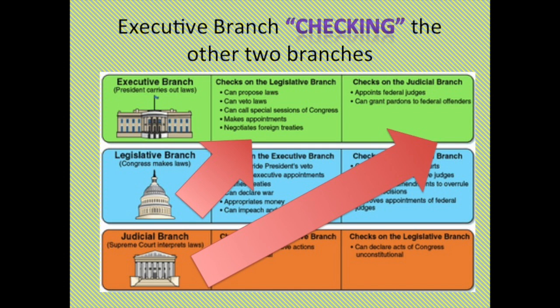On top of those powers, the executive branch also has the checking powers, where it can check the other two branches. The executive branch can check the legislative branch in a variety of ways. They can check the legislative branch by proposing laws. They can even veto laws. They can call special sessions of Congress. They can make appointments and negotiate foreign treaties. Now, the executive branch also has the ability to check the judicial branch by appointing federal judges, and they can also grant pardons to federal offenders.